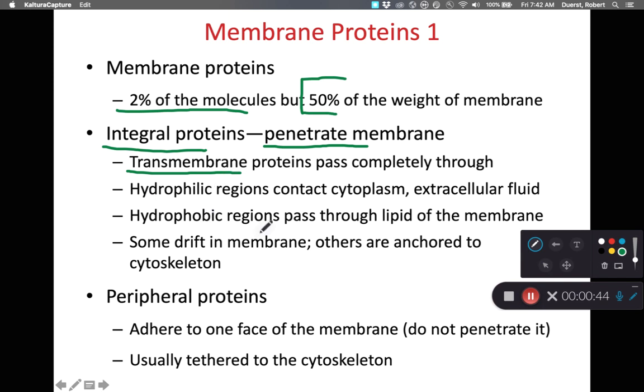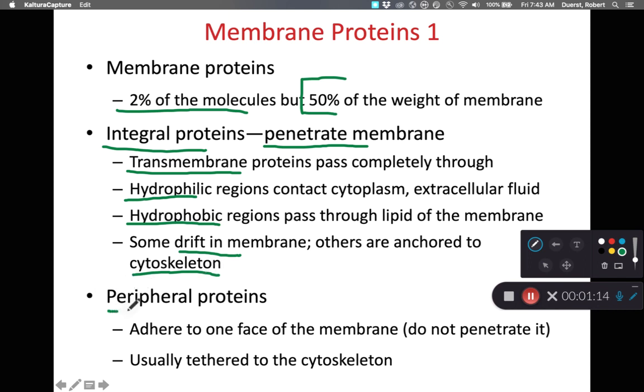And as we're looking at the membrane proteins, they have hydrophobic and hydrophilic regions. The hydrophilic regions are going to be in contact with water-containing solutions like the cytosol of the cytoplasm and the extracellular fluid. And the hydrophobic regions are going to be embedded within the plasma membrane. These proteins can either drift around freely within the membrane, others can be anchored to the cytoskeleton to keep them stationary relative to the entire cell.